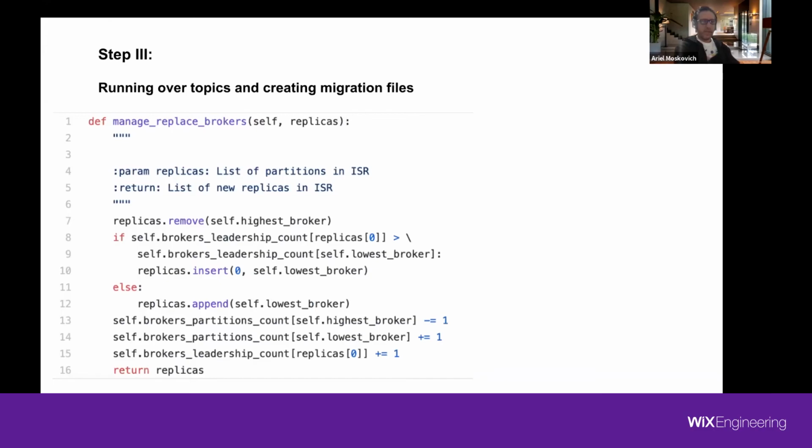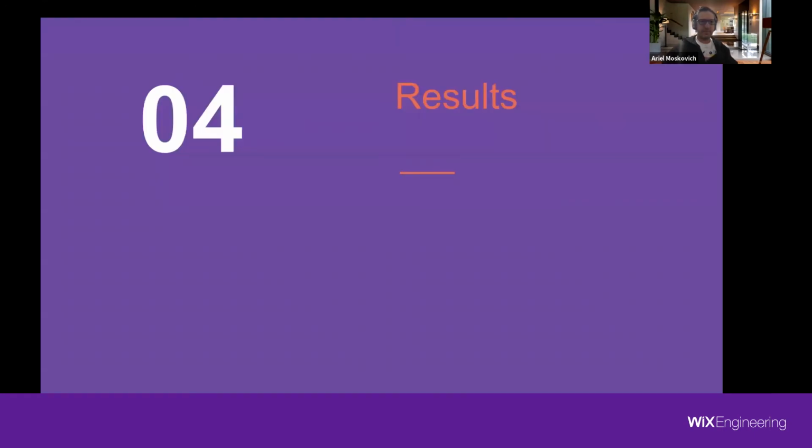So if I find that this broker's leadership count is higher or lower than the one that currently resides in that position, according to that, I'll either insert it into that position or just add it to the replica list. And then I will just update the counters: we'll remove one from the highest broker, increase one for the lowest broker, and update the replica's counter. So how will the results look?